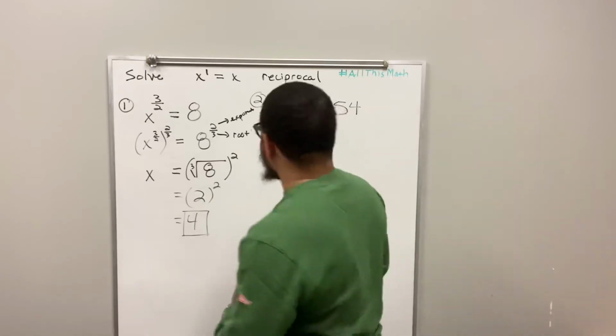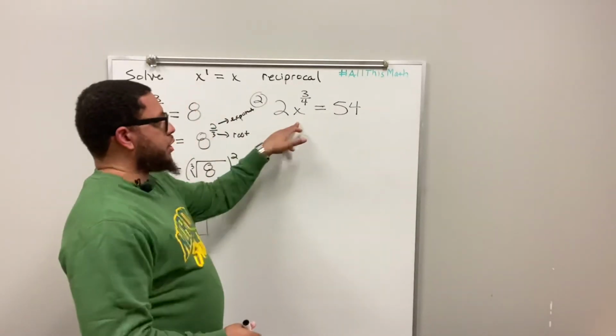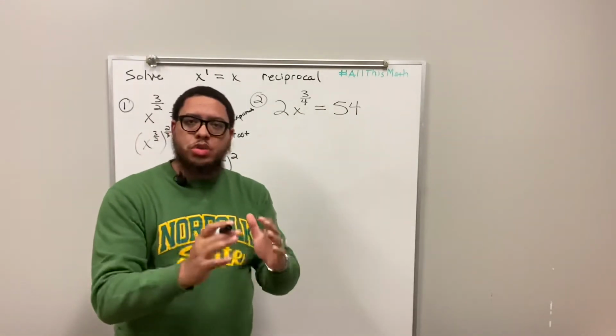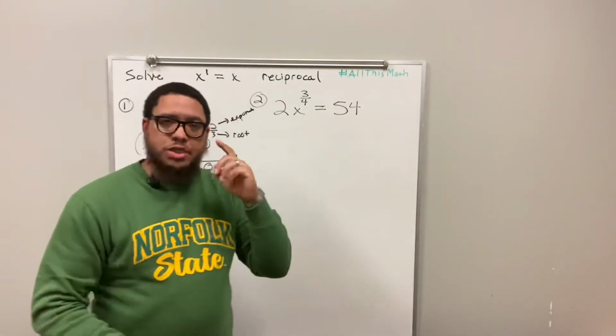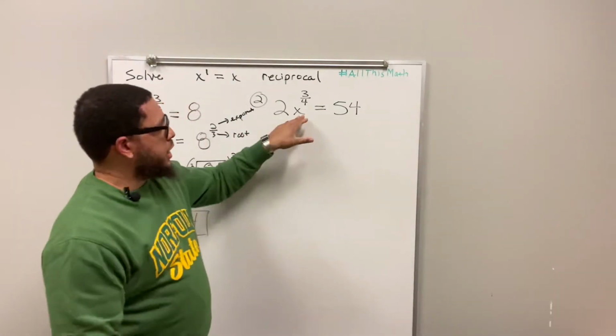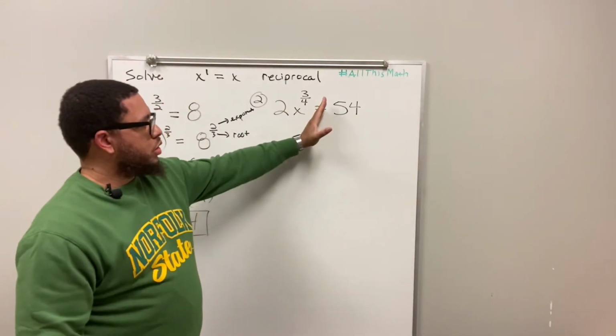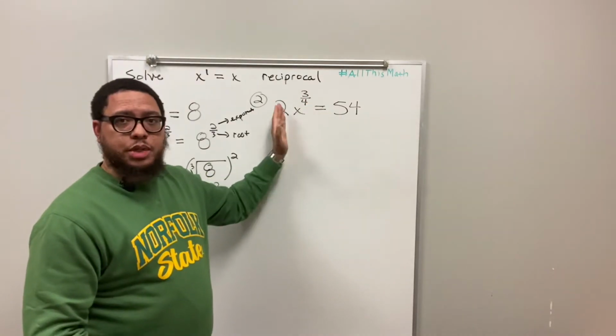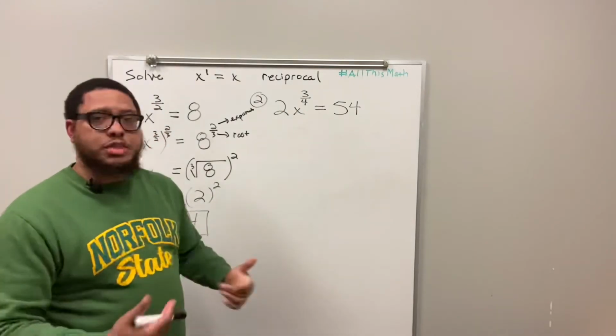All right. Now, number 2. We have 2x to the 3/4 power equals 54. All right. Now, again, our main goal stays the same. Remember, I told you, I'm going to tell you what to do and how to do it. What we do is we want to isolate x to the first on the left side of the equation, or wherever the x is, right? Right now it's on the left side of the equation. I want to isolate it. So I got to get rid of some things.